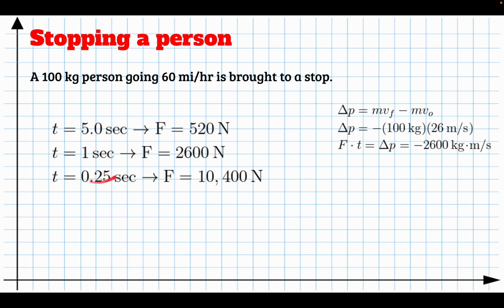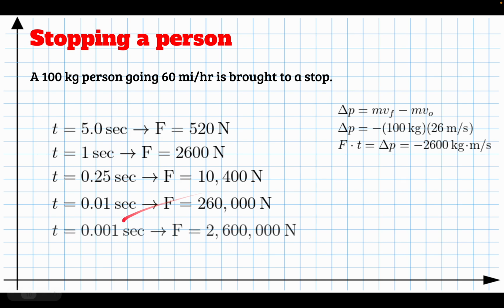If the time gets smaller, though, the force gets bigger, because remember, the product of the force and the time have got to equal 2,600. So as the time gets smaller, the force gets bigger. And if you are not wearing a seatbelt and you get ejected and hit a brick wall, the time will actually be really, really short, but it'll be an enormous force, and this force is big enough to kill you.